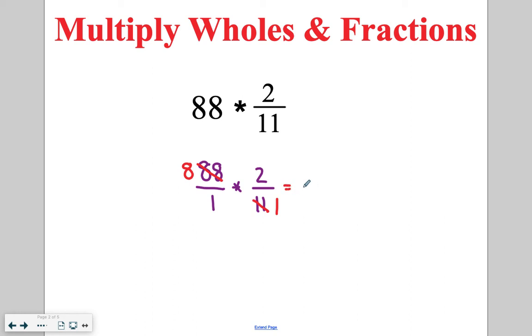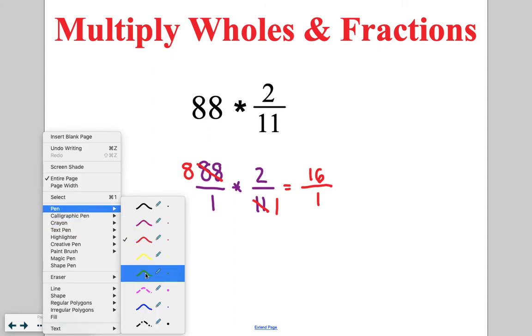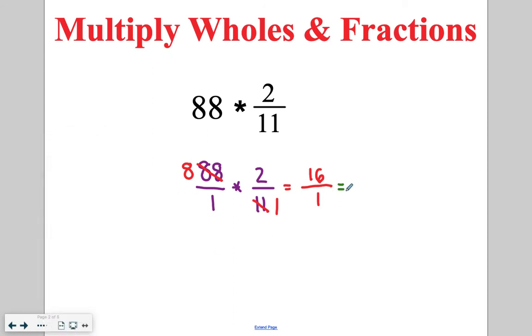Then, when we multiply the numerators, what do I get for my answer? 16. When you multiply the denominators, what do you get for the answer? 1. Then we have 16 over 1, and when you do 16 divided by 1, you get an answer of 16. So this is what we get when we multiply 88 times 2/11.